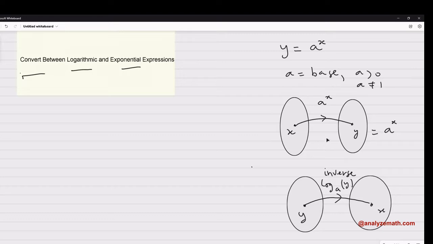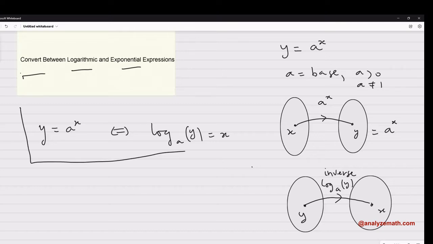Now, it's the same information. It's the relationship between x, a, and y. It's the same relationship between the three, and it's written in different ways. So if y equals a to the power x, this is equivalent to saying that log a of y is equal to x. So these two forms are equivalent because they contain the same information. The only difference is the format, the way they are written.